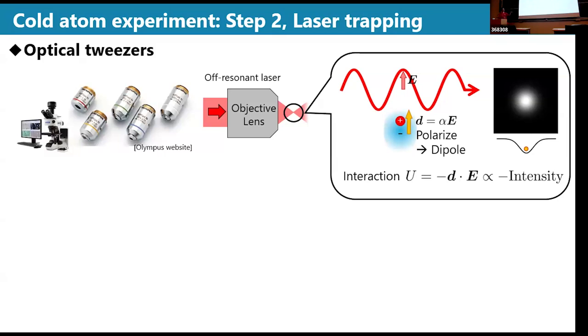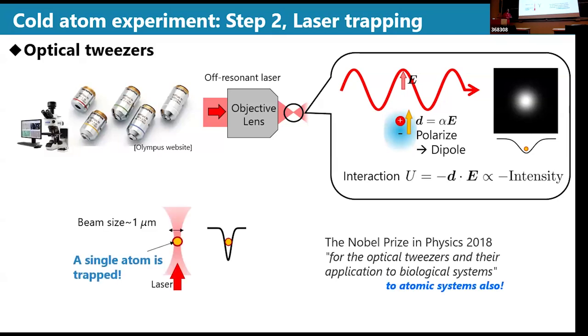So in the end, if you have this kind of intensity profile of the laser, then the atom feels this kind of negative potential proportional to the intensity profile. Then you can trap an atom. So if you tightly focus the beam to a micrometer region, then in the end you can trap a single atom, and this is called an optical tweezer. And the optical tweezer technique was originally invented for research on biological systems, but now you can use this technique for atomic systems also.